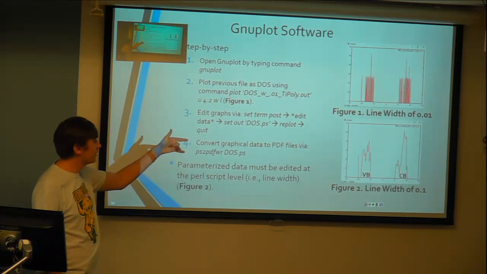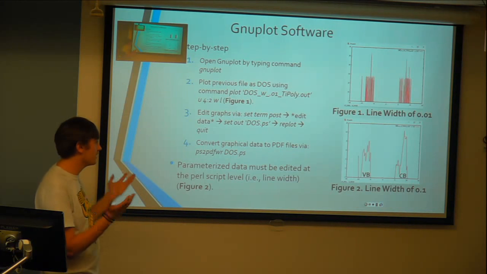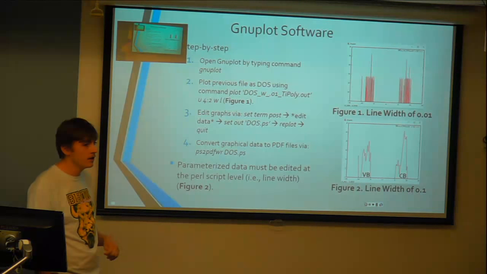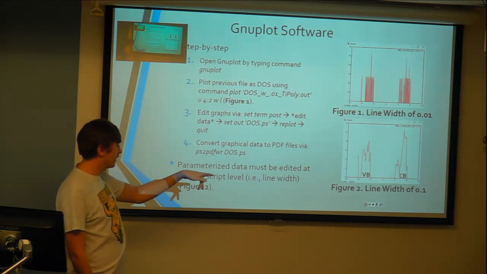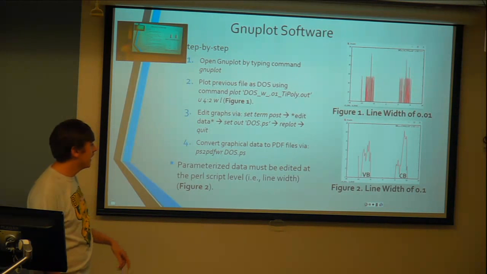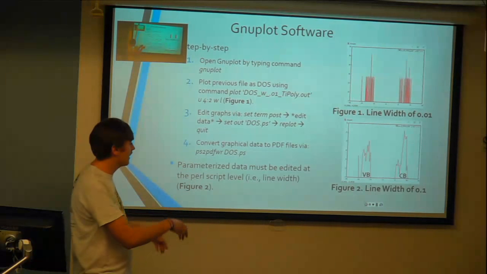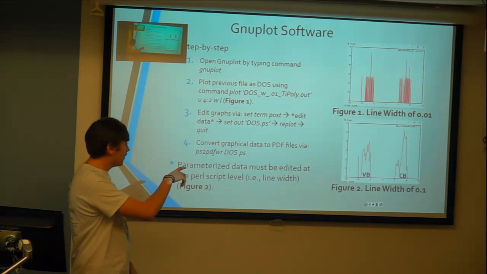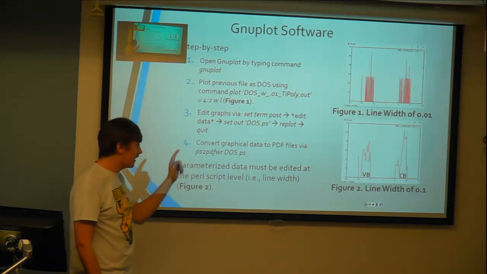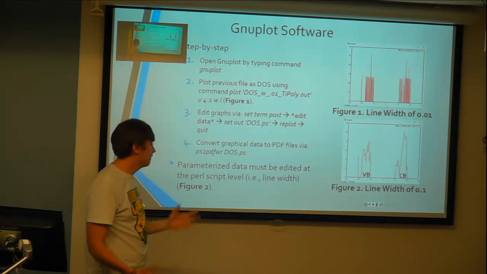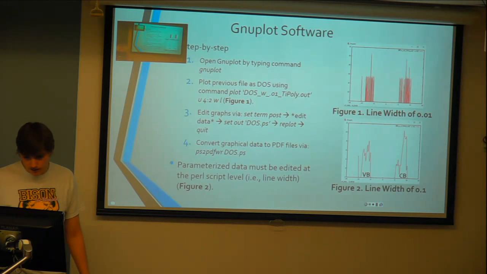Figure 1 just shows a very small line width, so it's impossible to read without zooming in to an amount that I wouldn't like to do. Whereas in figure 2, I used a line width of 0.1, and you can start to see, first of all, the band gap is super clear. I mean, it was kind of in both, but then you can also see the differences in the valence band, and also the conduction band. So that's what you can do to parameterize the data and get more information out of it.